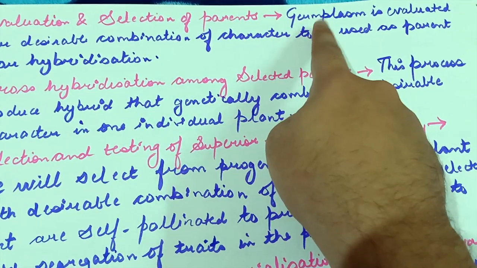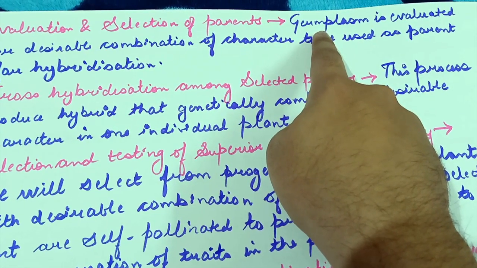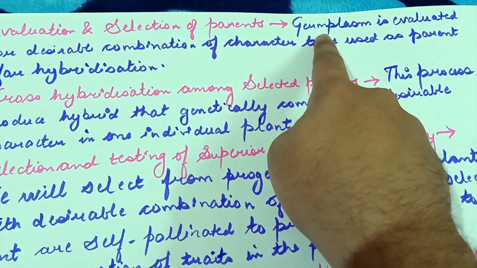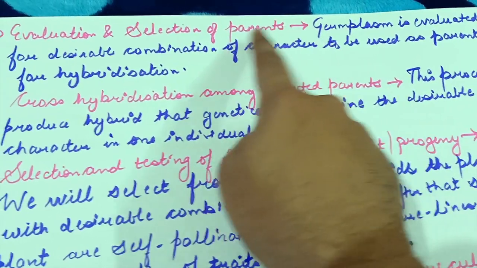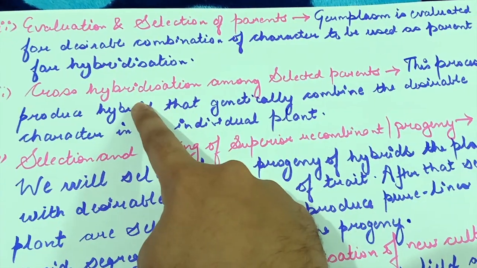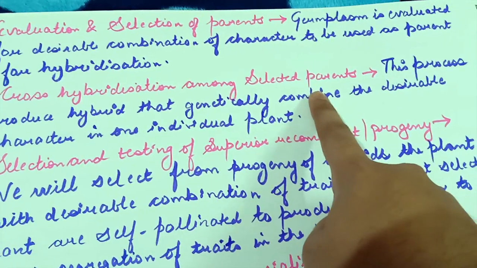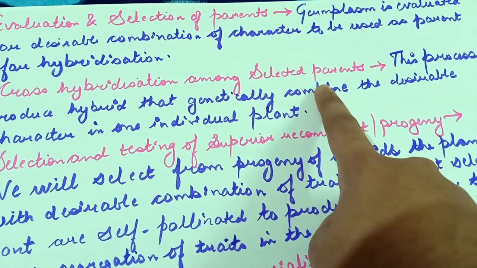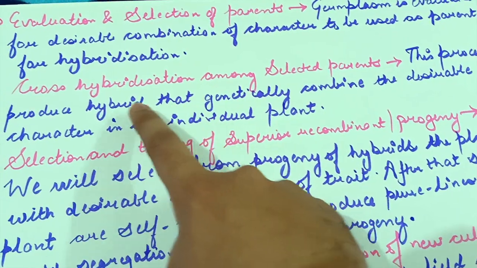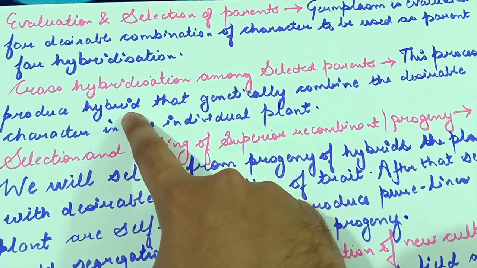Now from the germ plasm, we will select the parent crop. Parent crop should have all desirable characters we are looking for. After selection of parents, the next step is cross hybridization among selected parents. The 2 parent crops that we have selected are crossed to produce a hybrid that has desirable characters of both the parents.